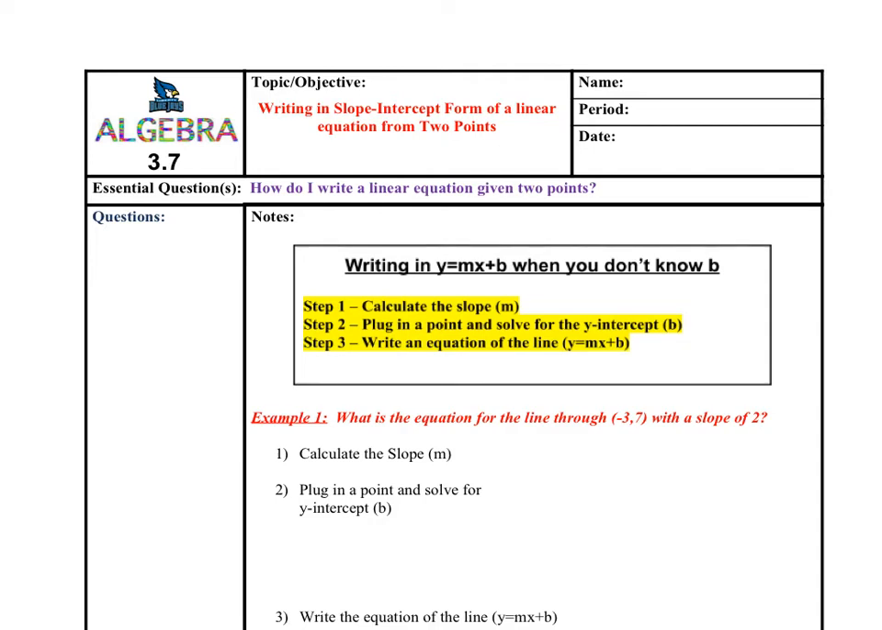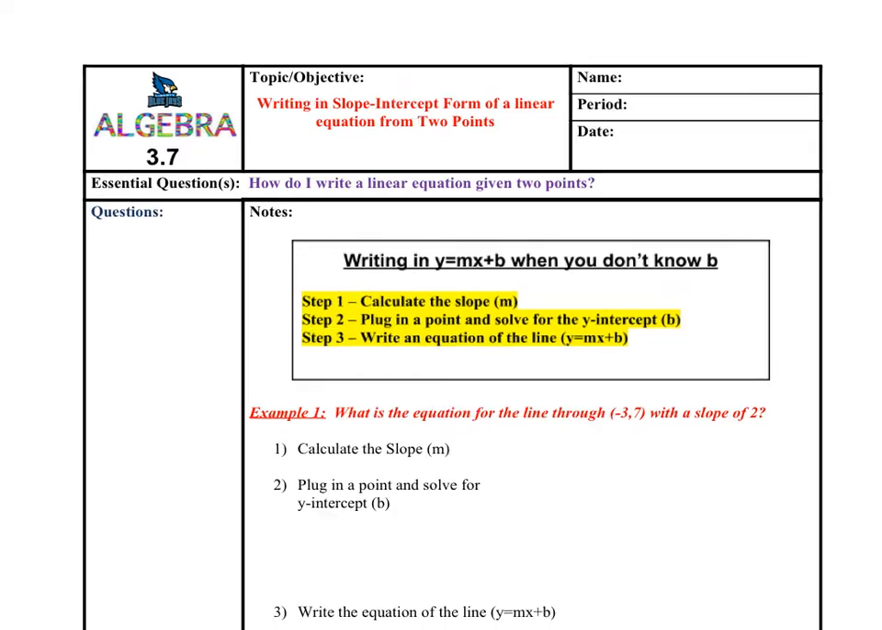Today we're talking about how to write in slope-intercept form when you don't know what the b value is, or really when you don't necessarily know the slope either. Your steps are right up here. Step 1 today, you will first calculate the slope, m. Step 2, once you know the slope, you're going to plug in a point and then solve for the y-intercept, which is b. Once you've done that, then you can write an equation of the line in y equals mx plus b form, which remember is slope-intercept form.